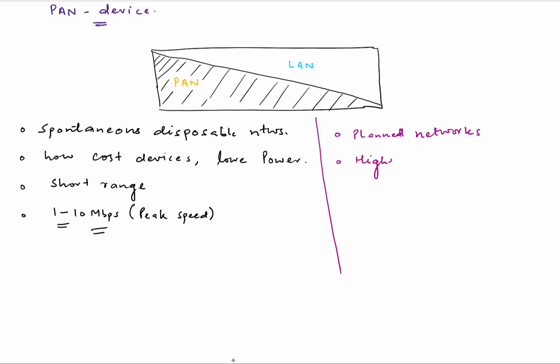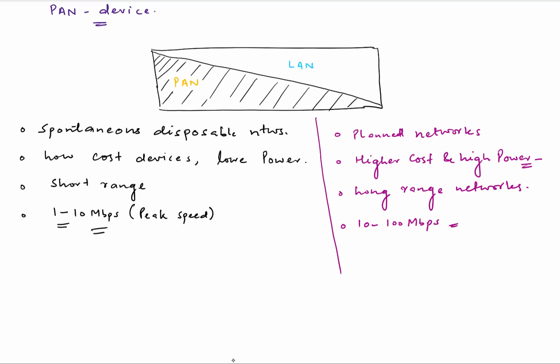They have higher cost and high power consumption. Further, they have long range as compared to the PAN networks. They are long range networks, and the connectivity or the data rate they have is around 10 to 100 MB per second as their peak speed. So these are certain properties of PANs and LANs.